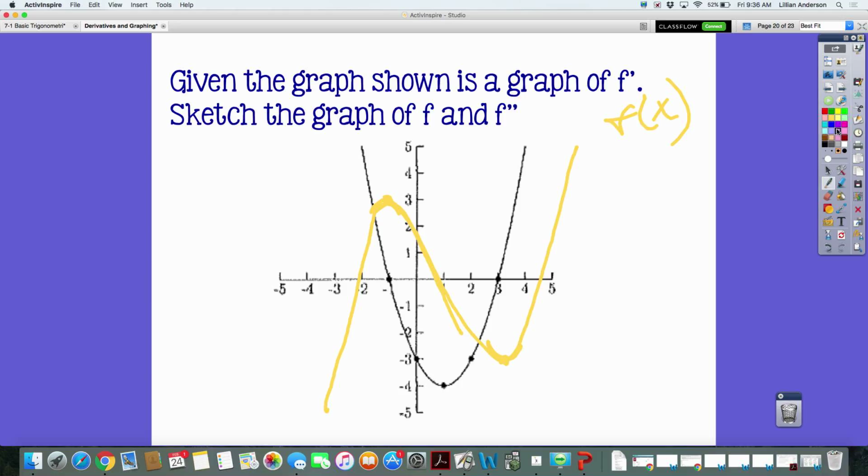Wherever there's an extrema, there's a what on my derivative? X-intercept. So that means that it's going to have an x-intercept at +1. Since this is decreasing, it should be negative, and where it's increasing, it should be positive. And there's my second derivative.